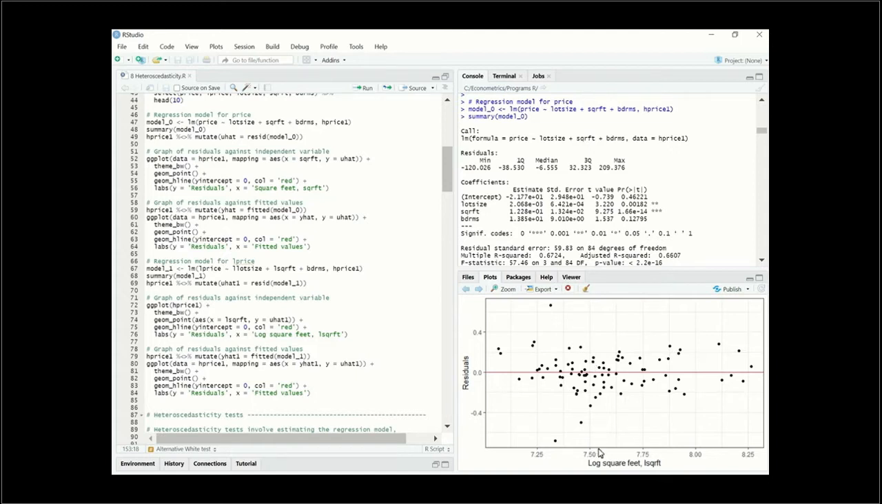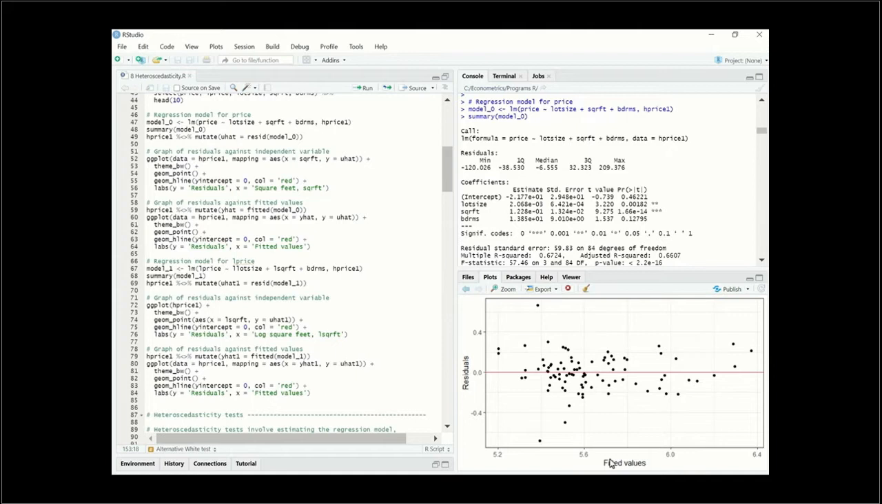If instead of this independent variable we plot the fitted values, we see the same thing, although we have an exception here and here with higher variance for these residuals. We still have somewhat constant variance of these residuals. So again, perhaps this is a case where we see homoscedasticity.